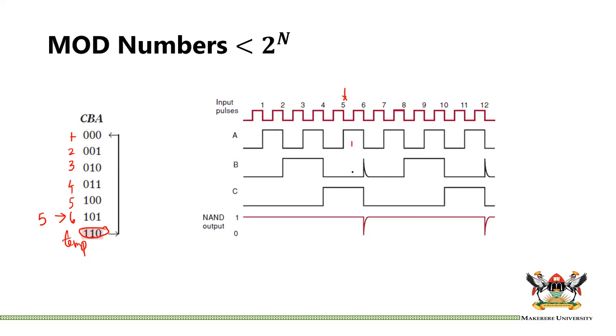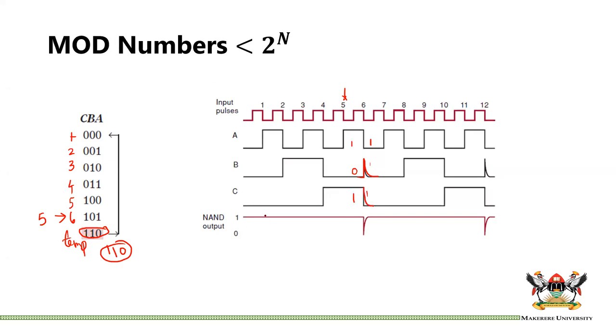1, 0, 1, right? Now, at the seventh pulse, we would be getting 110, right? Meaning that A would become a zero, B would become, remember it was a zero, it would become a one, and C obviously would stay at one. The problem is that the moment B goes to one, it immediately clears. And so even C, which was one, would clear back to zero.